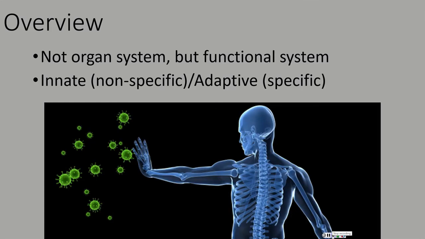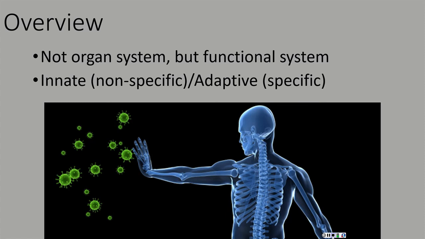Now, when we talk about the immune system, it's not really an organ system the way all of the other systems that we've talked about so far in Bio 137 and in Bio 139. The immune system is actually a functional system. That means we're not going to point to an organ and say this organ is part of the immune system. No, the immune system is just a bunch of cells and tissues that work together to keep us healthy, to fight off pathogens.